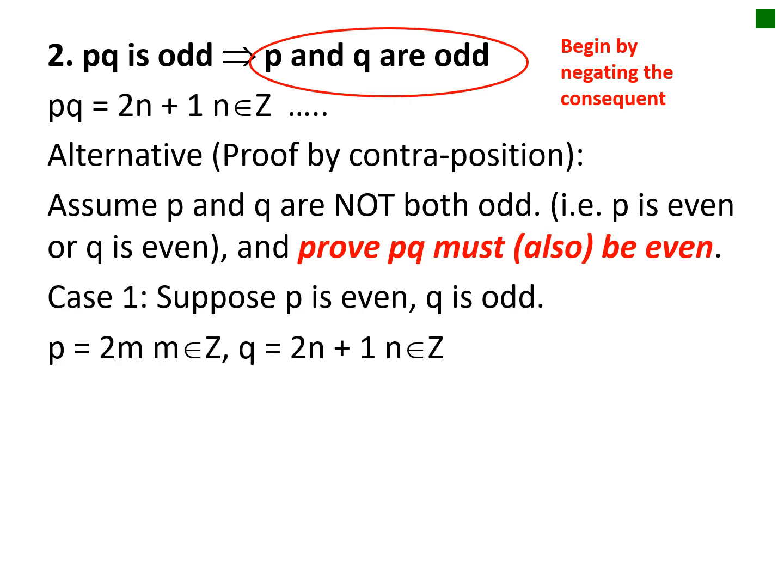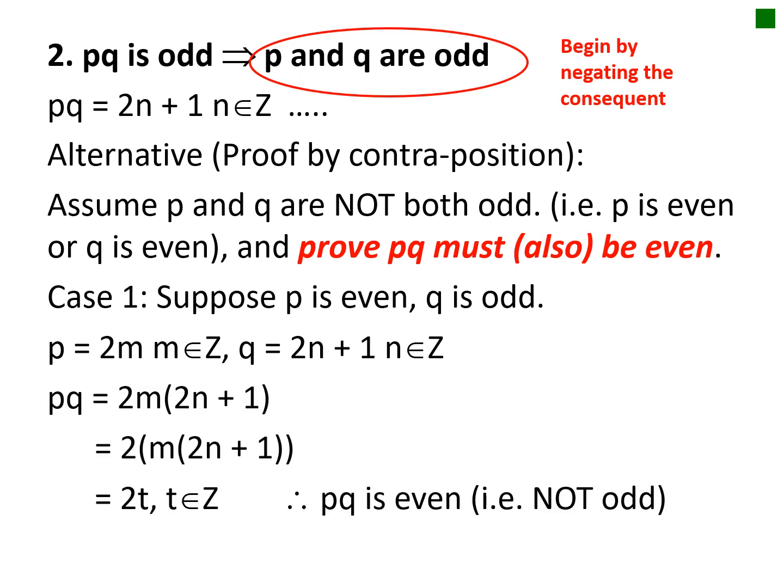Okay, let's suppose that one is even and one is odd. It doesn't matter what we call even and what we call odd, so let's just call P even and Q odd. With this setup, we're going to show that the product P times Q must be even. So P is 2m, where m is an element of the integers. Q, being odd, is 2n plus 1, where n is a member of the integers. We can't use the same parameter, we need to use a different one, because after all, they could be different multiples.